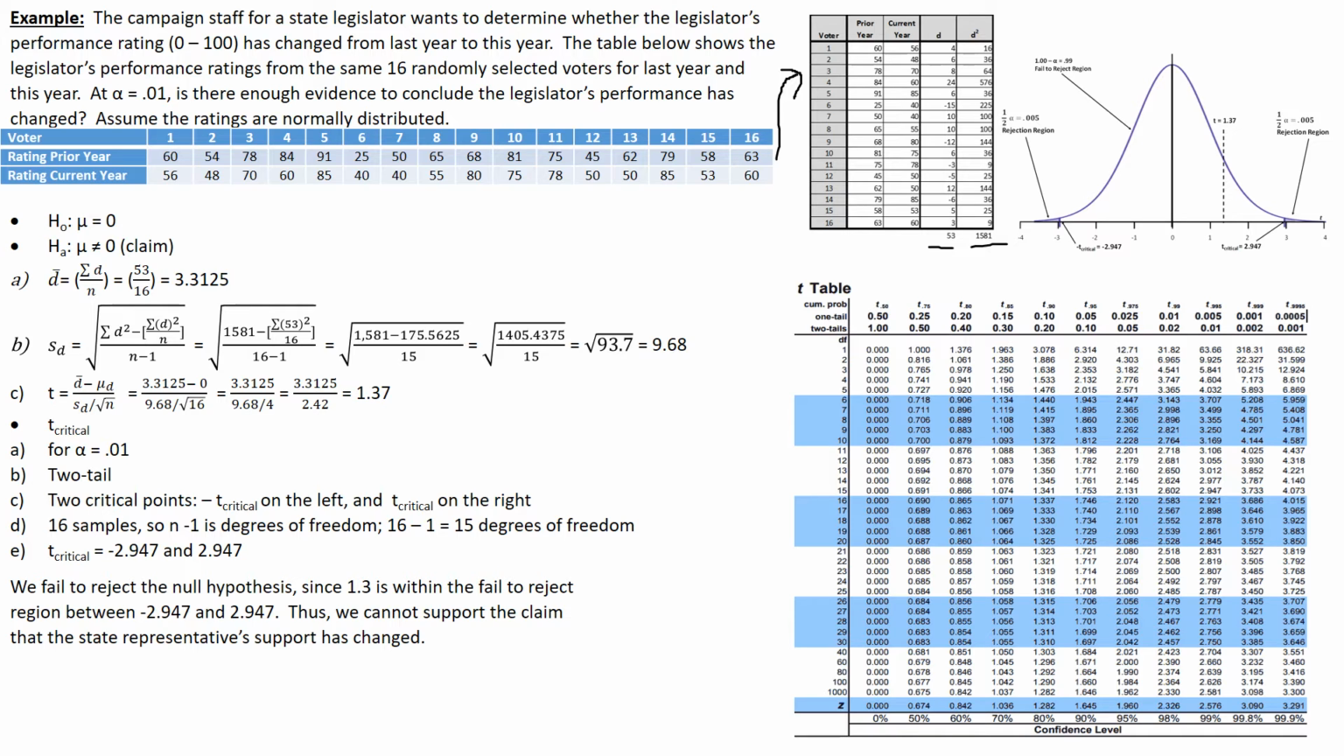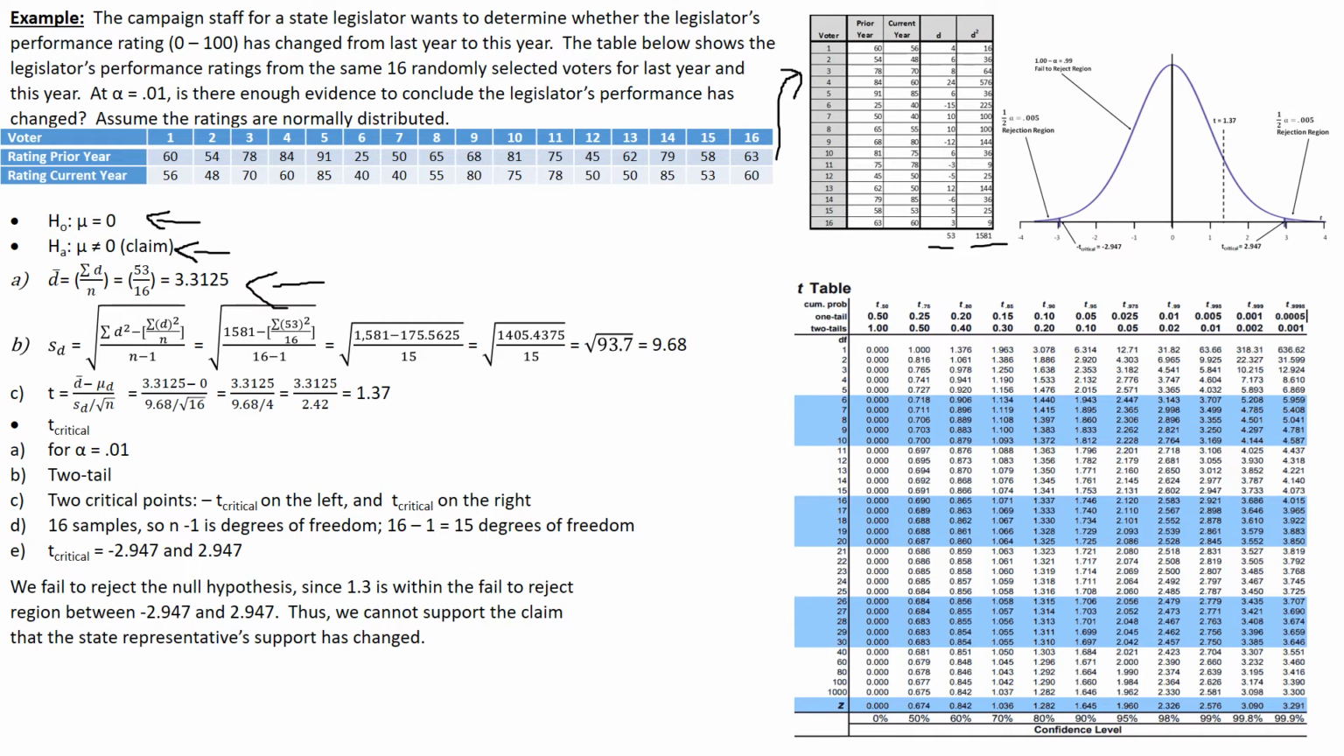My sum of D, 53, divided by 16, is 3.3125. That's my D bar. We'll use that in a little bit. They want to know if it's changed or not. So the null hypothesis is equal to something. If it has changed, it doesn't matter plus or minus, that is where the claim is. They are looking for the claim if it's changed or not.